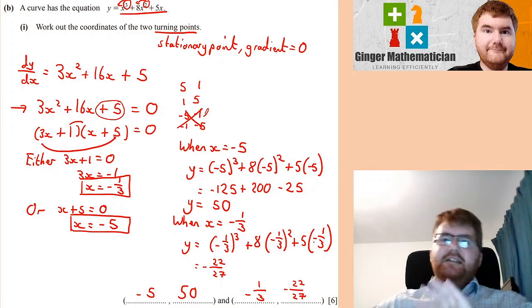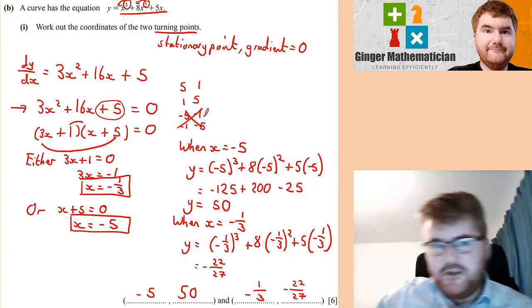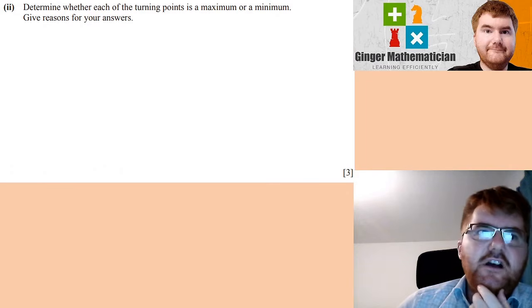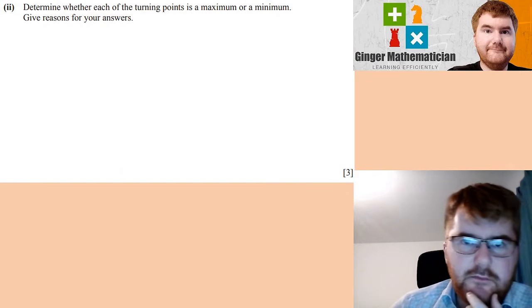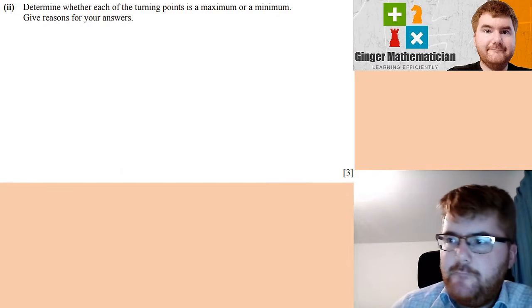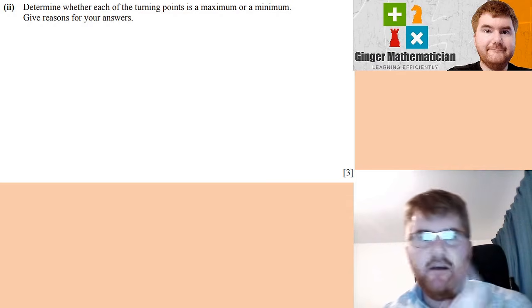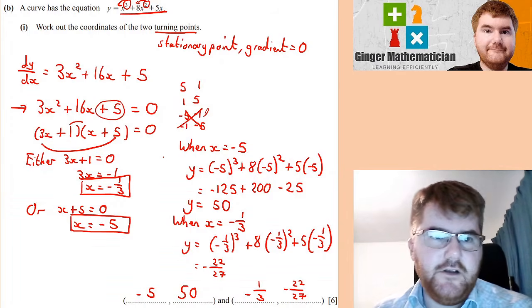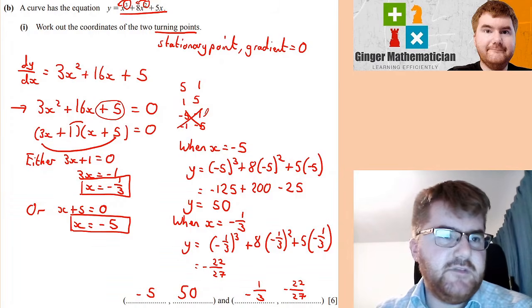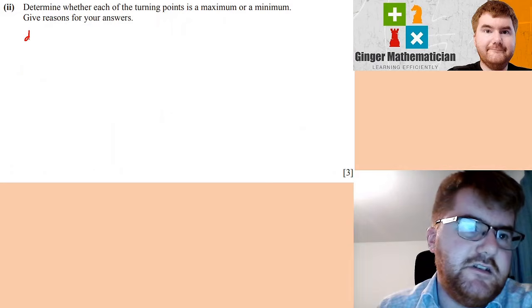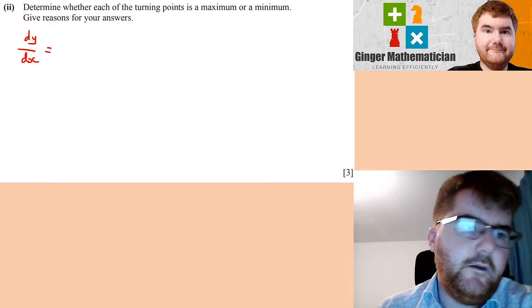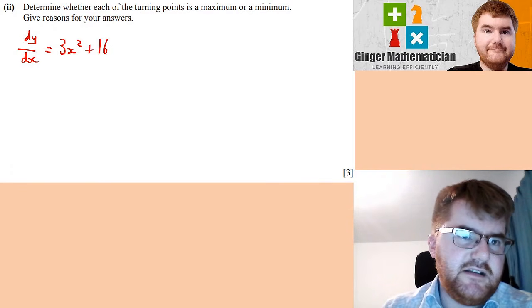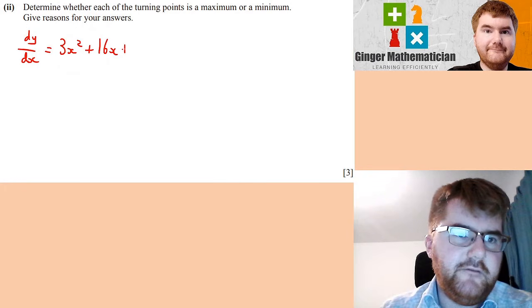And just when you think at the end of the paper you've finished by doing this question, well, this is only part 1. There is a part 2. Now we need to determine whether each of these turning points is a maximum or a minimum and give reasons for your answer. And the way we do this is as follows. Let's take my dy by dx over here. So dy by dx is equal to 3x squared plus 16x plus 5.